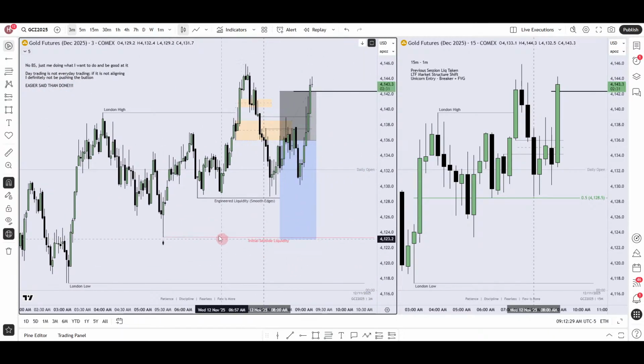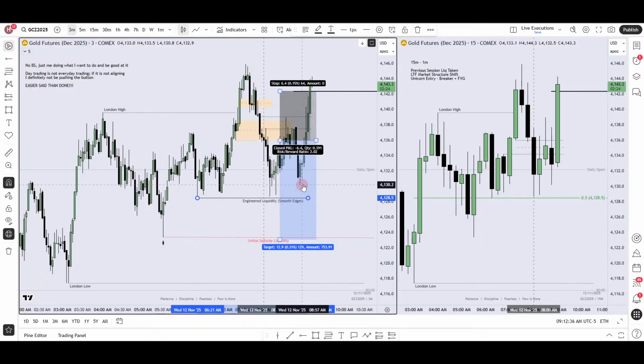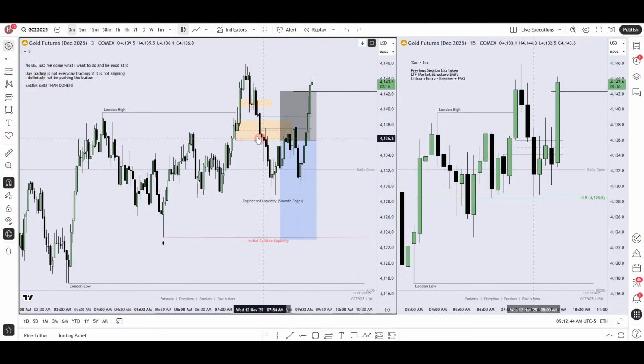We show up tomorrow. All of this is still intact. We have more engineered liquidity, relative to all of this. I lock it in. Take it out. Do I need this one? No, take it out. Yep, that'll be it. I would take a screenshot of that and note it for another day.